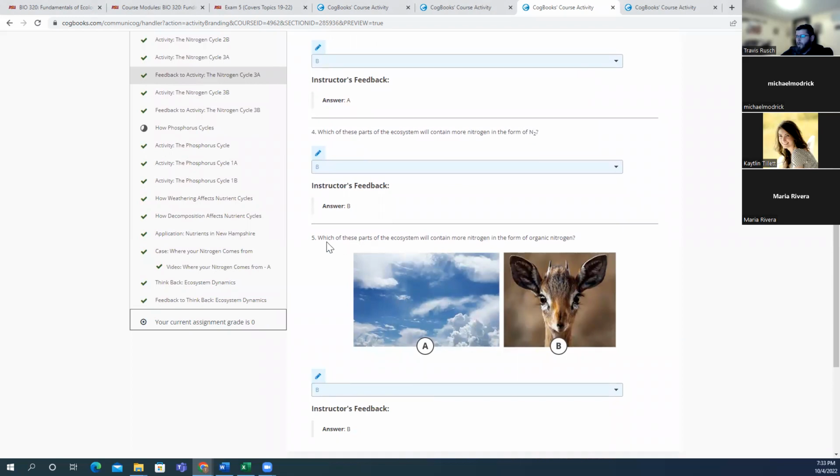And this one, number 5, is a little bit different because now we have a picture of the air and we have a picture of an animal. So this says, which of these parts of the ecosystem will contain nitrogen in the form of organic nitrogen? And the answer you can see is B, but why is organic nitrogen found more in higher levels in an animal than it is in the air?